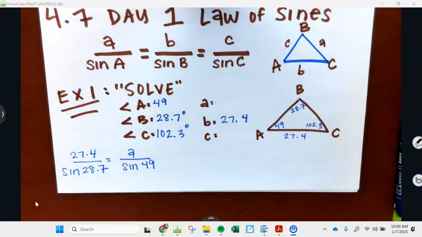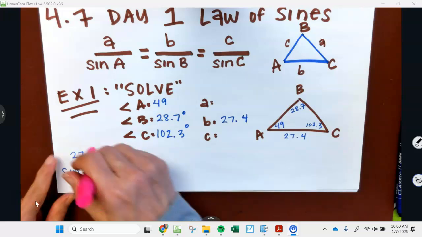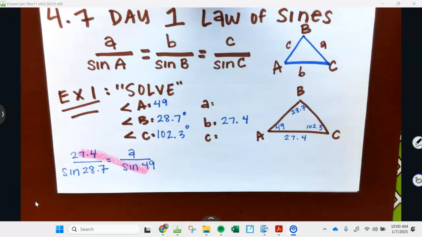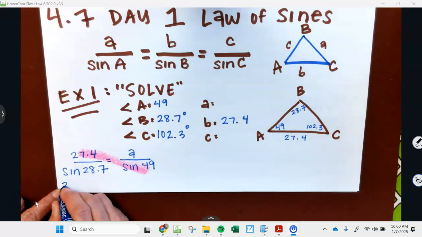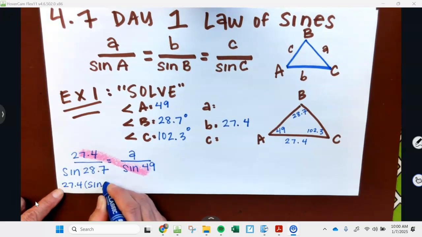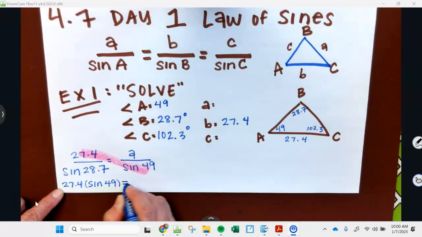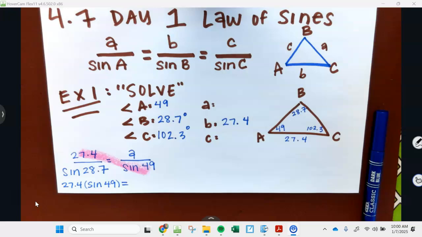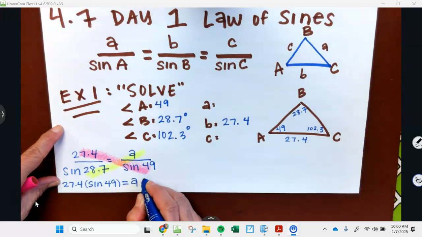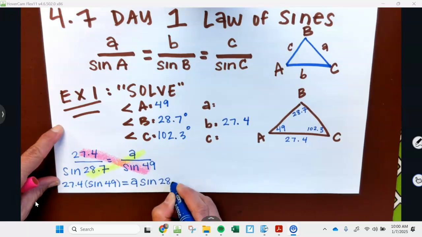And then we are going to crisscross to solve proportions. Some of your junior high teachers called that the butterfly method. So we're going to multiply these two together. And I'm not even using the calculator. I'm just going to stick them together. So I'm going to write 27.4 times the sine value of 49 degrees. I'm going to recopy the equal sign. And then we're going to multiply these two together. Again, I'm just going to put A in front. So this is A times the sine value of 28.7.